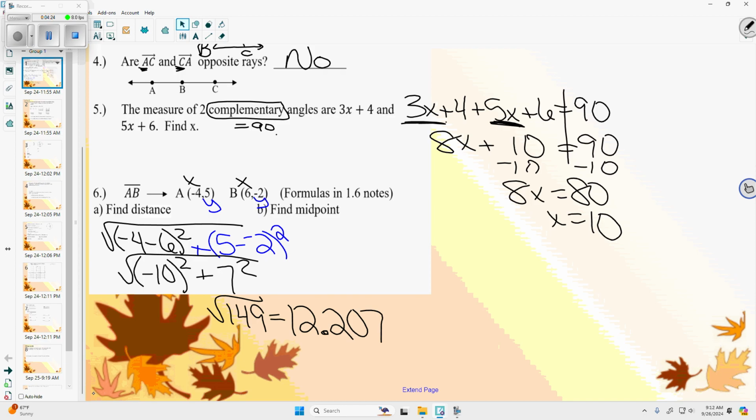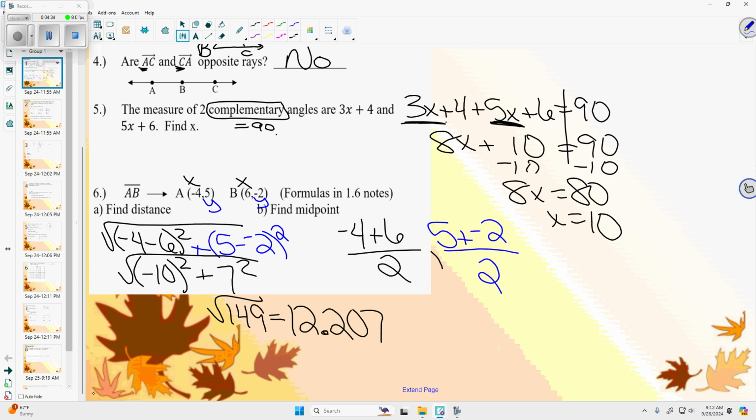Midpoint formula, what do we add together? Okay. So you put your x's with your x's, you put your y's with your y's. Same as the last one, except the last one we subtracted. This time we're adding because we're trying to find the middle. We're trying to average them out. So you add your numbers together, divide by 2. So what is that as a point?